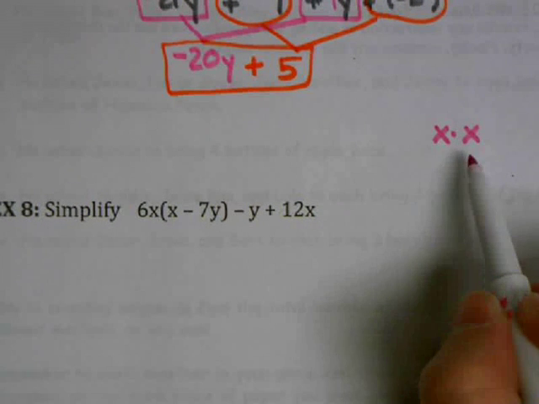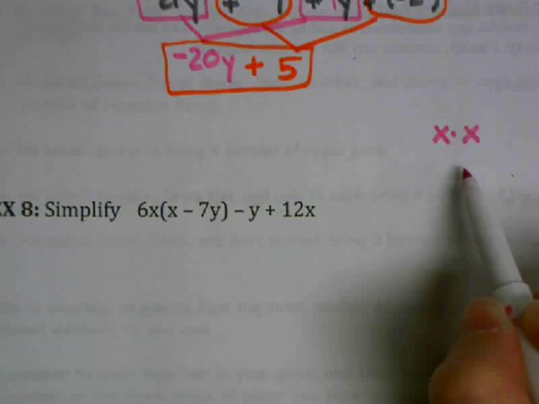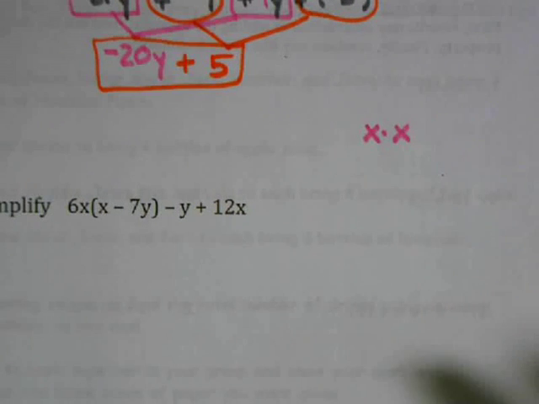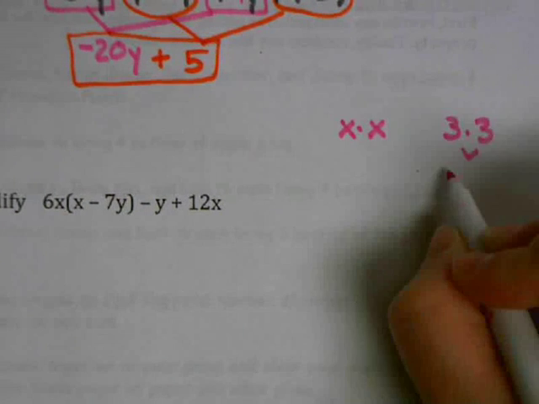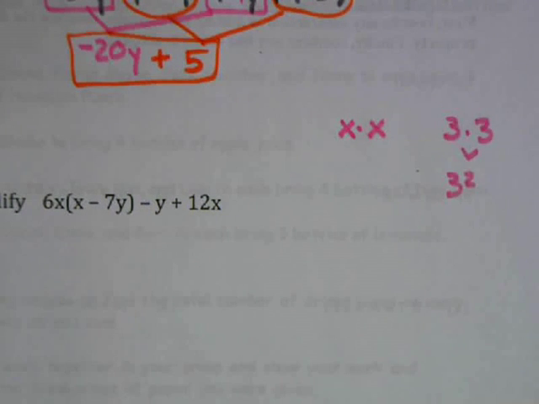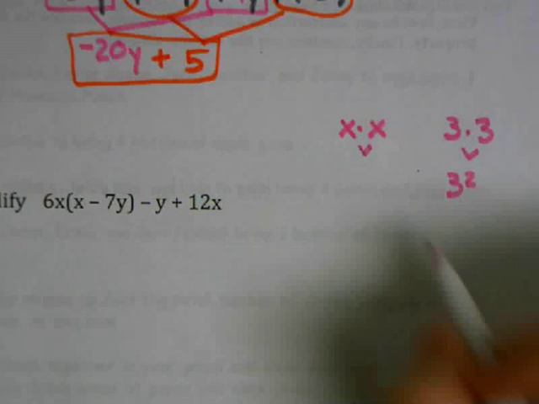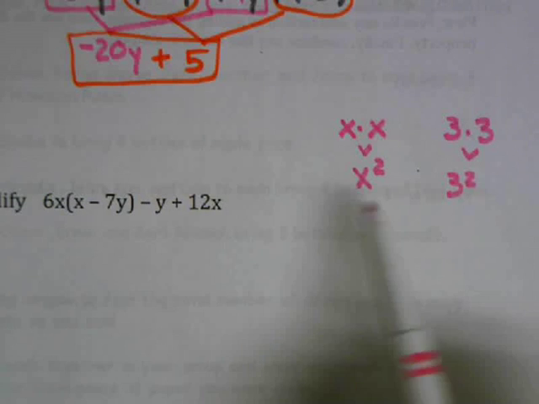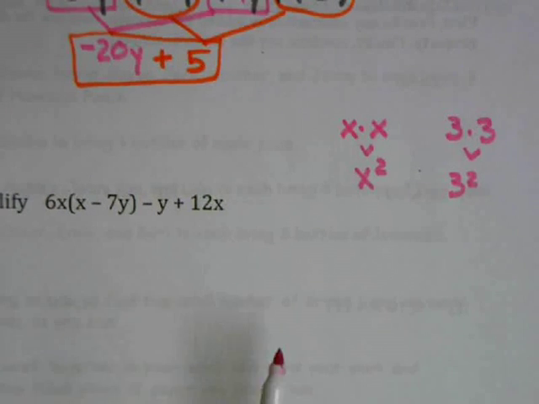Is that going to be 2 x's? Well, 2x would be 2 times x. Is that the same as x times x? Not really. Let me give you a different example. What if you had 3 times 3? Couldn't I write that as 3 squared? Isn't 3 times 3 3 squared? So what's another way I could write x times x? Couldn't we say x squared? X times x is x squared. Keep that in mind when we do this example because you're going to run into that. And let's see if we can remember it when we get there.